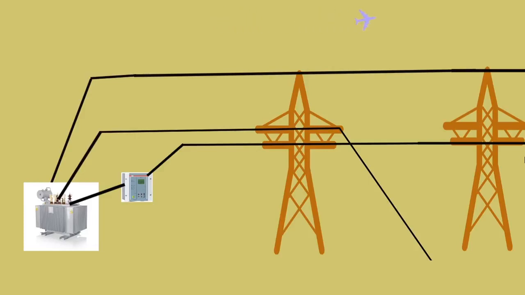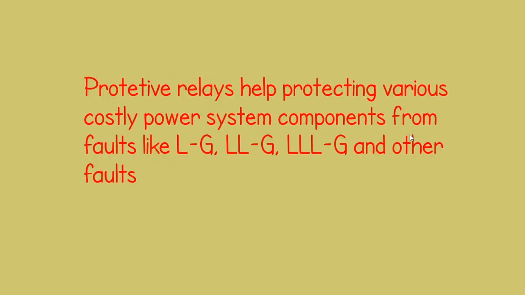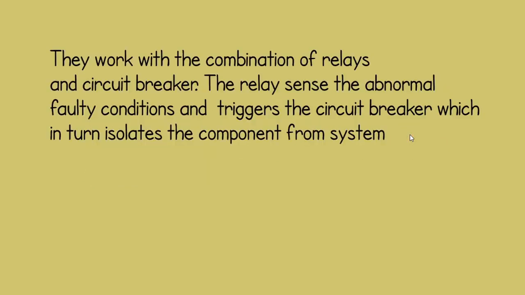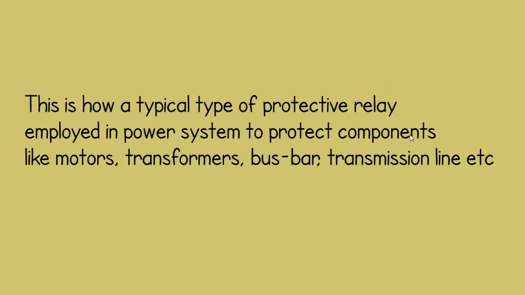Here, the protective relay senses the fault and isolates the transformer from the system, preventing it from being damaged. This is how this protective relay protects the transformer from damage. Protective relays protect from various faults like LG, double LG and other kinds of faults. The relay simply senses the fault, and the circuit breaker isolates the component from the system. This is how a typical protective relay is employed to protect equipment like motors, transformers, etc.